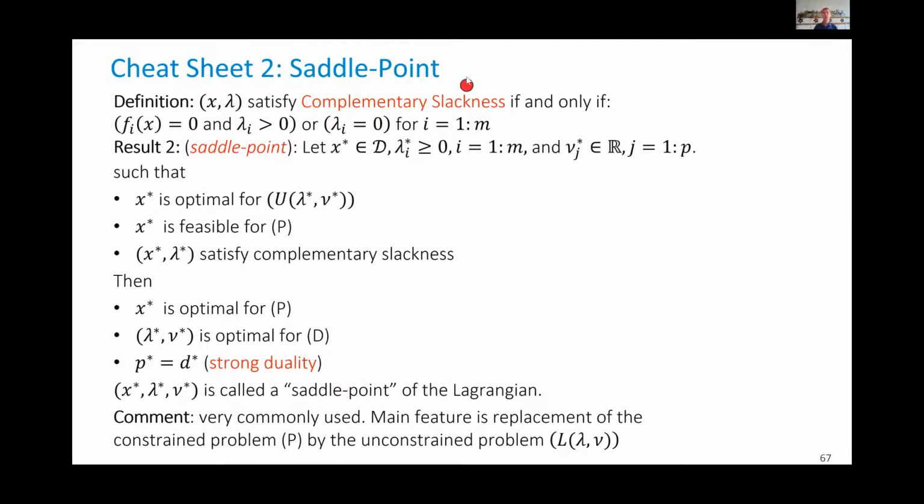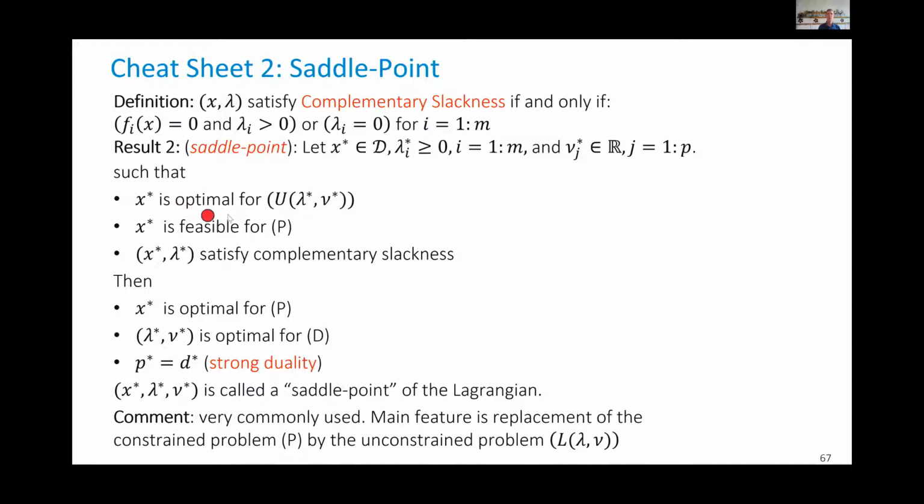So there are two very common approaches. One is the saddle point, the other one is the KKT conditions, to solve constrained problems. The first one, the saddle point, consists in solving the unconstrained problem with multipliers lambda and nu. That gives us a value of x. Now, for every lambda and nu, I find an x star that in fact depends on lambda and nu.